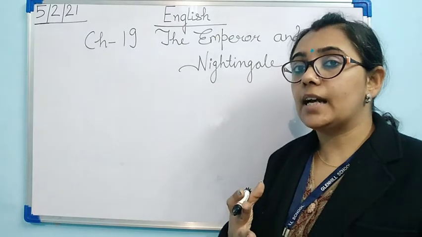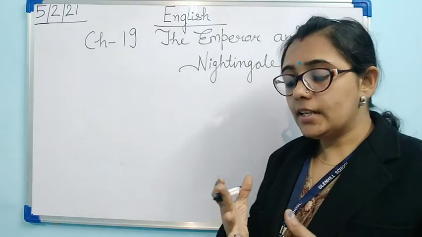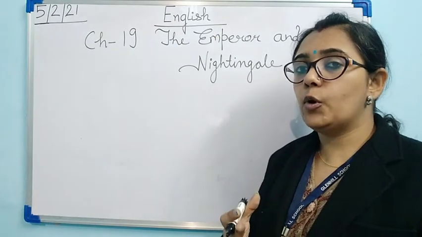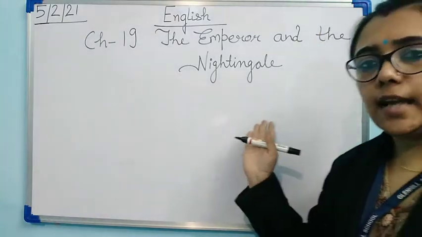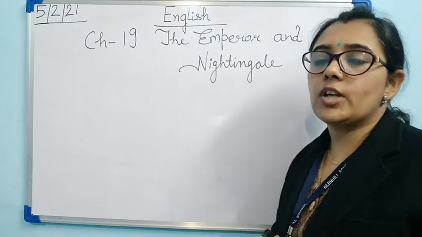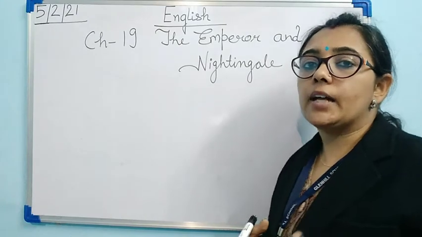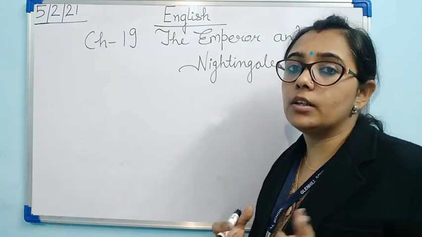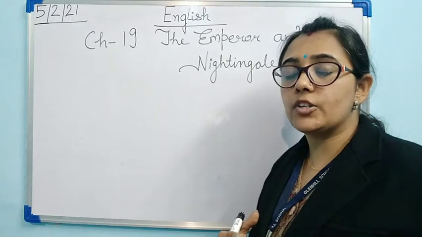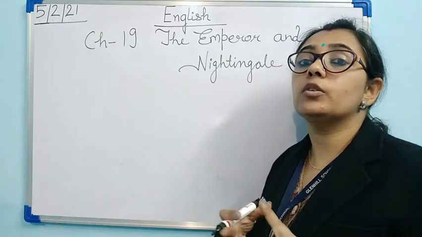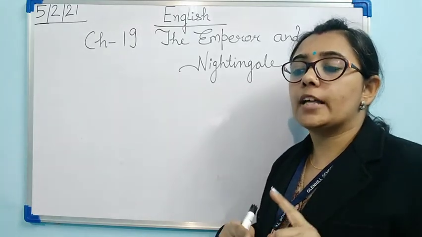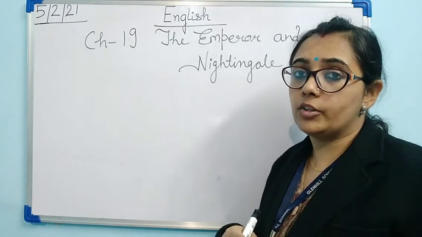Okay, whichever are coming, that are lesson 14, that is Skills and Wisdom Is of No Use. Lesson 15, that is the Buddha. Then lesson 16, I Float My Paper Boats. And then lesson 19, the Emperor and the Nightingale. All the 3 chapters are done. And I hope you have seen all the videos related to those chapters, that is the explanation video, the book exercises video, as well as the question answer videos.